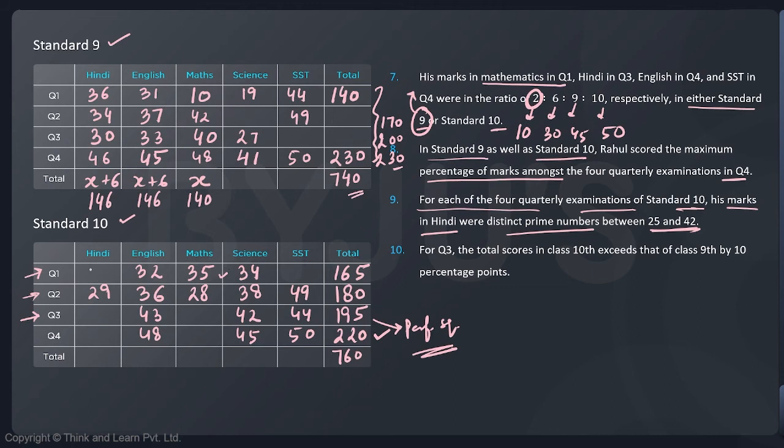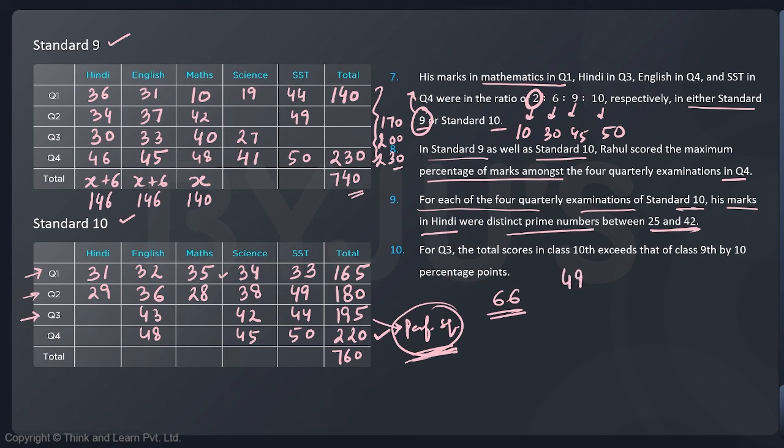Out of these, only 31 is prime, which would come here. Automatically 33 would go there. What about these two? We already know one piece of information that has been left, that one of the numbers is a perfect square. So 43, 42, 44, they add up to 129. So after 129, I have the sum of the other two numbers as 66. How can the sum of two numbers be 66 when one of them is a perfect square?